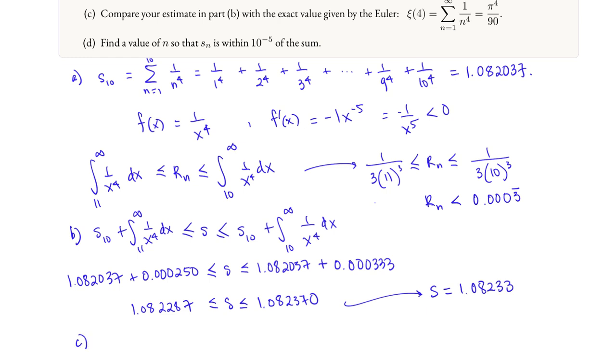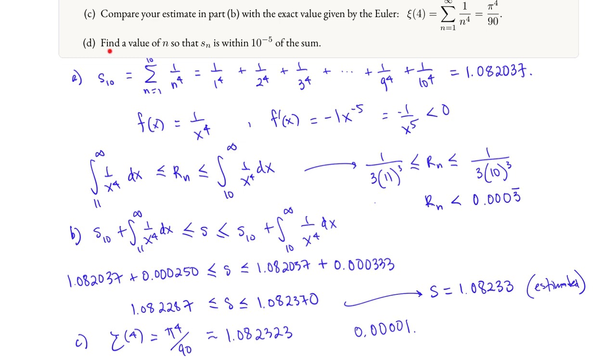Euler's gave us the actual sum, which is pi to the fourth over 90. In decimal, this is 1.082323. And comparing to the sum that we just estimated, we see that it is off by 0.00001.